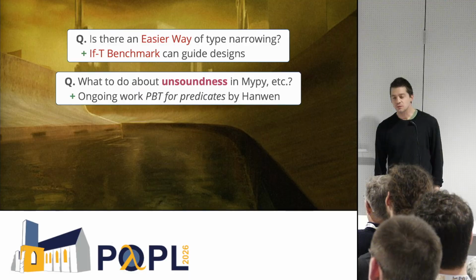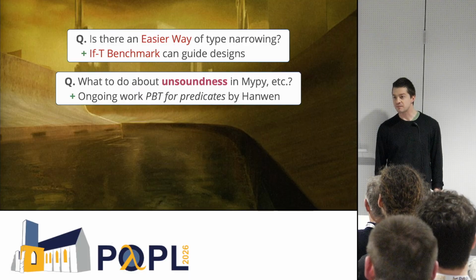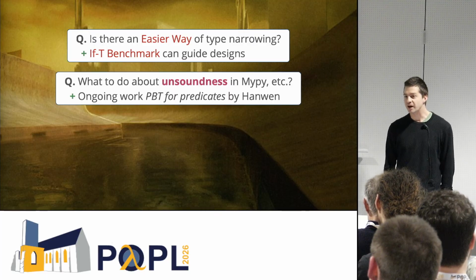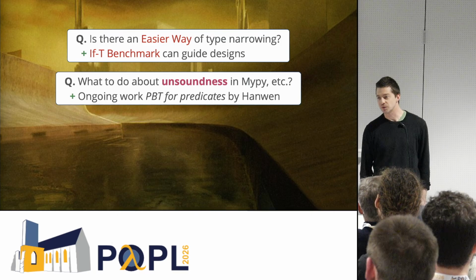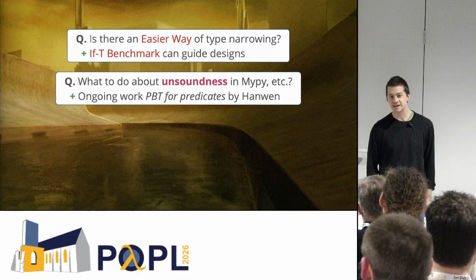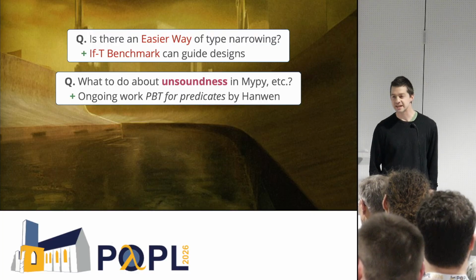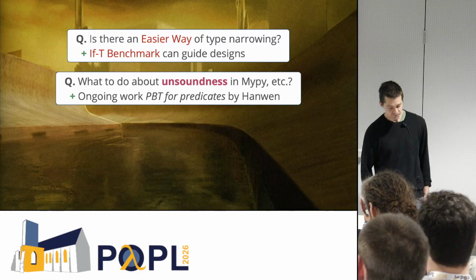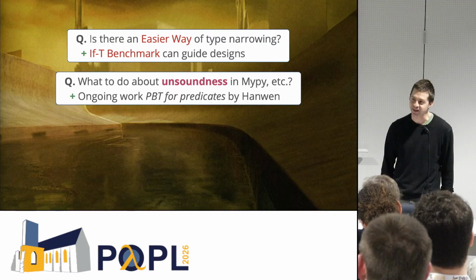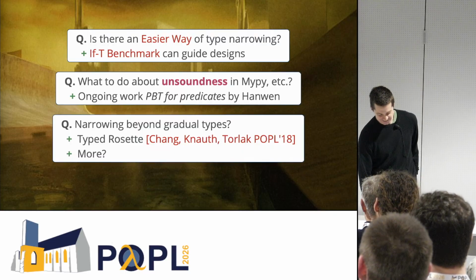We've been very interested in what we can do about the unsoundness that's currently in MyPy and TypeScript, short of overhauling the type checker from scratch. So Hanwen and I have been working on a property-based testing tool where we take a predicate and we turn that into a generator. And we're finding now positive and negative examples to test these predicates against and hopefully find some bugs. You know, we're optimistic we'll have something for ICFP, but time is running out. That's ongoing work.